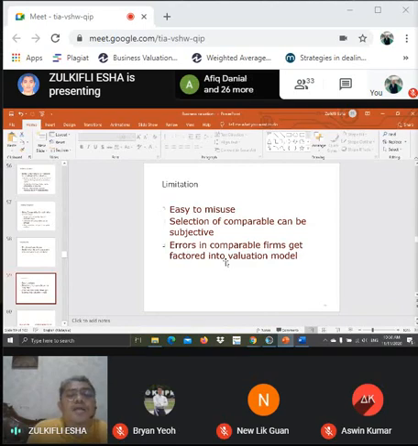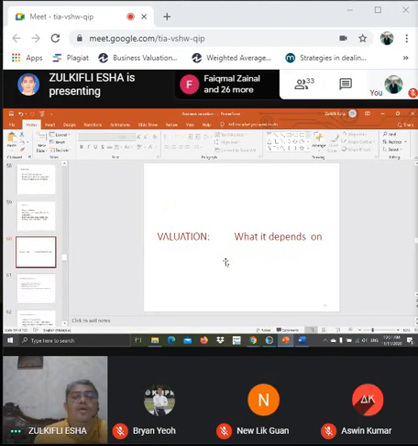So this is among the limitation of comparison method under market approach. Easy to misuse. Selection of comparable can be subjective. Errors in comparable firms get factored into valuation model. So this is the normal limitation with comparison method.